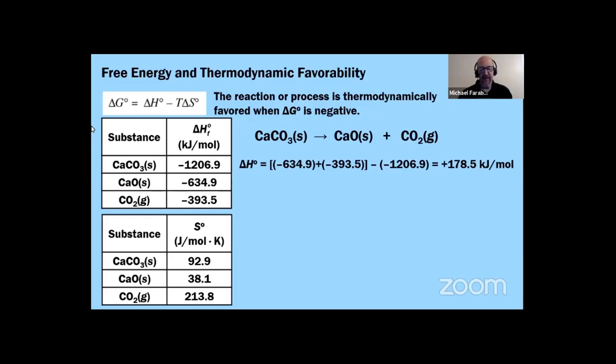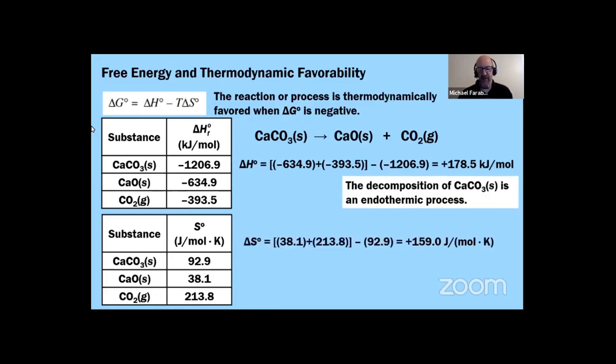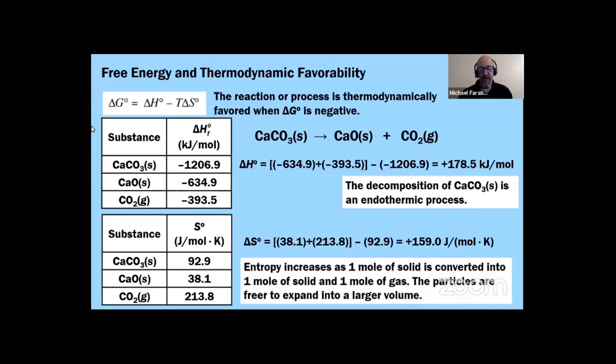So I have products minus reactants, and I get a delta H of positive 178.5. This indicates that the decomposition reaction is an endothermic process. We're going from 1 mole of solid to 1 mole of solid and 1 mole of gas. Now, gas has typically more entropy than a solid because the particles are freer to move around. There's more arrangements of gaseous molecules than solid particles. So I would predict that the delta S is positive, and that's what happens when I do this math.